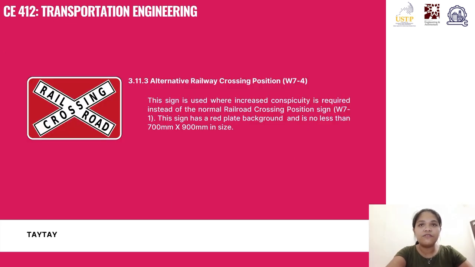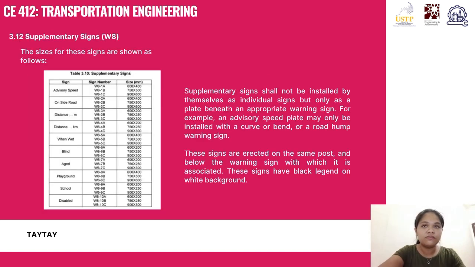And the last sign for the railway level crossing position signs is the alternative railway crossing sign. This is the one similar to W7-1. This is the W7-4. It's used for increased visibility, especially in rural or dimly lit areas. It's larger than usual, 700 mm by 900 mm minimum, and it uses a red background for higher contrast.